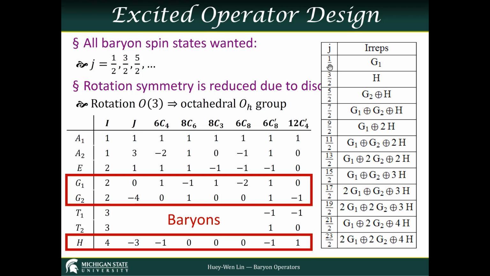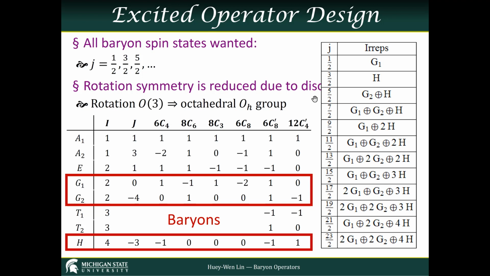In the case of J = 1/2, it's quite simple, you just get G1, no problem. And in the case of J = 3/2, we just get H, also very simple. But in the case of J = 5/2, we get both G2 and H. So what does this mean?